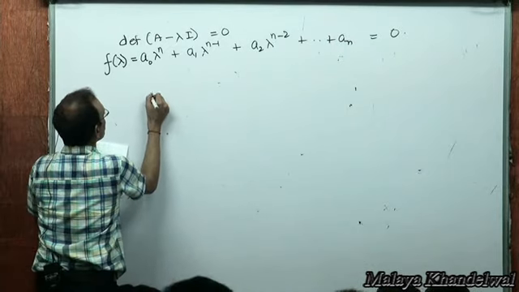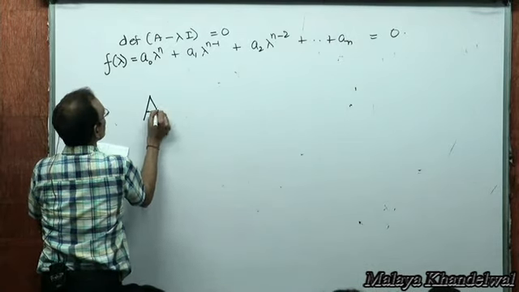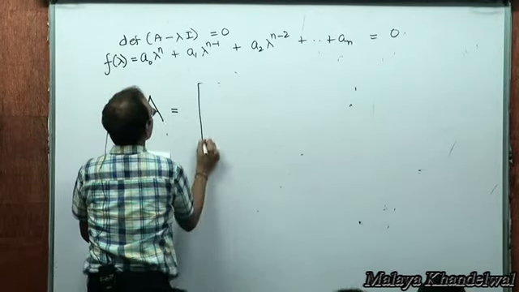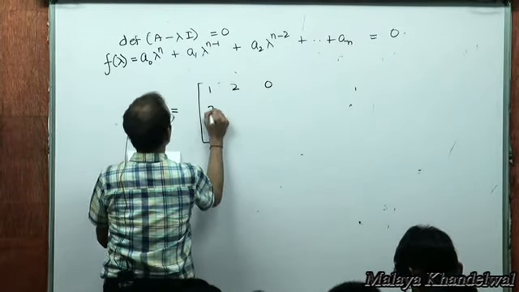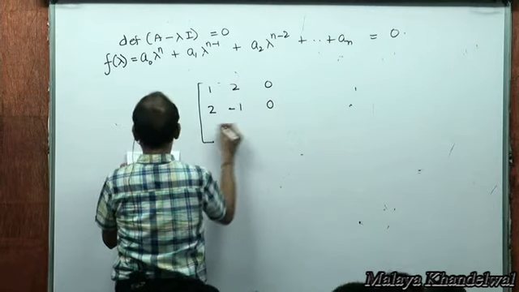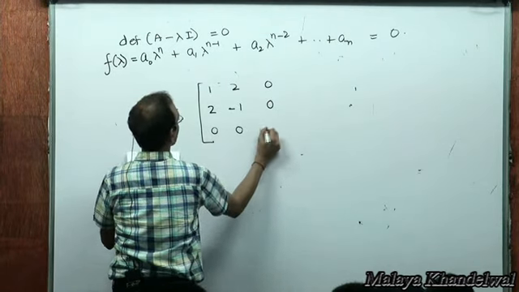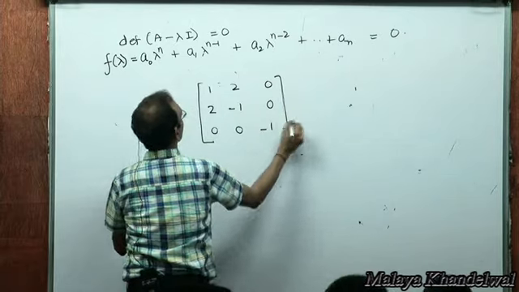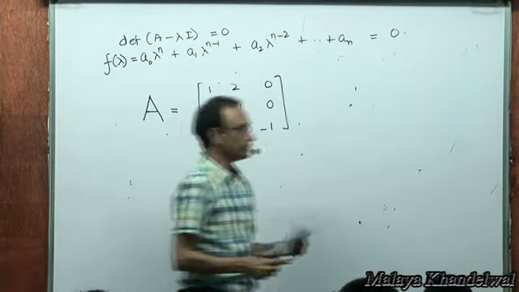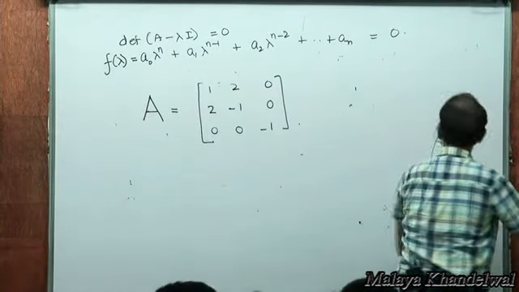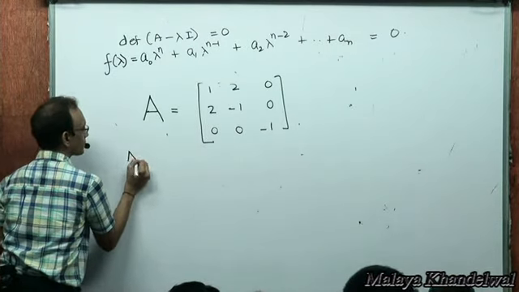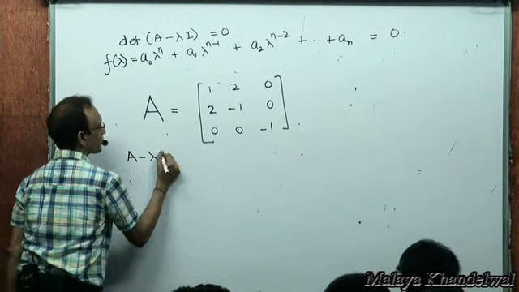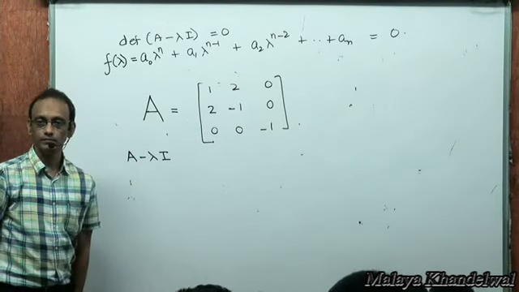See, A is this matrix: 1, 2, 0, 2, minus 1, 0, 0, 0, minus 1. Right? Let's see what A minus lambda I is. The matrix A minus lambda I.